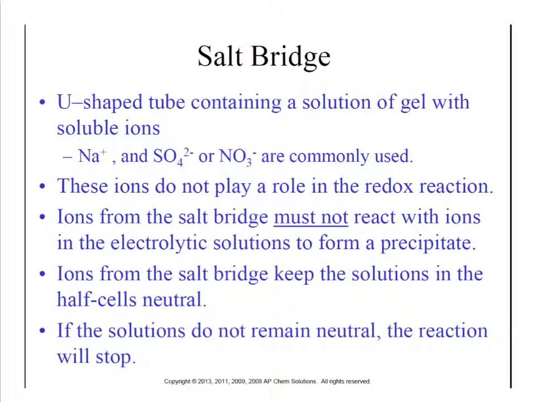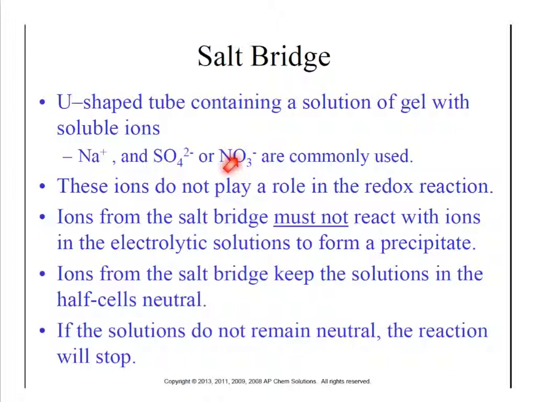And the salt bridge. Okay, so that was the U-shaped tube that we saw before, and inside of there we put a gel or sometimes just a liquid with cotton balls stuck on either end, and in it we had to put soluble ions. So typically sodium or potassium, any of the group 1 metals that never form solids, and then sulfate and nitrate, both of which also are always soluble. And those are used to make your salt bridge.